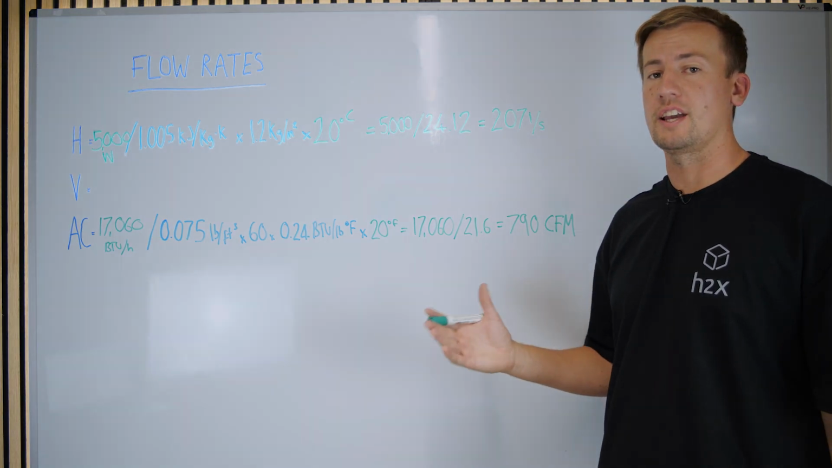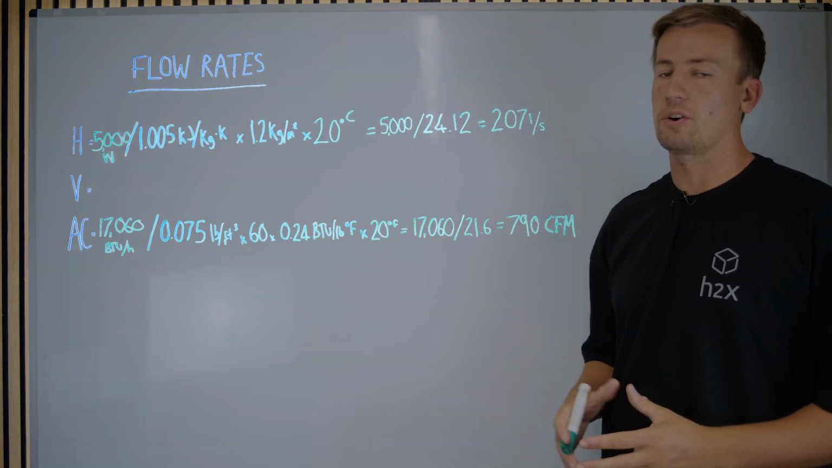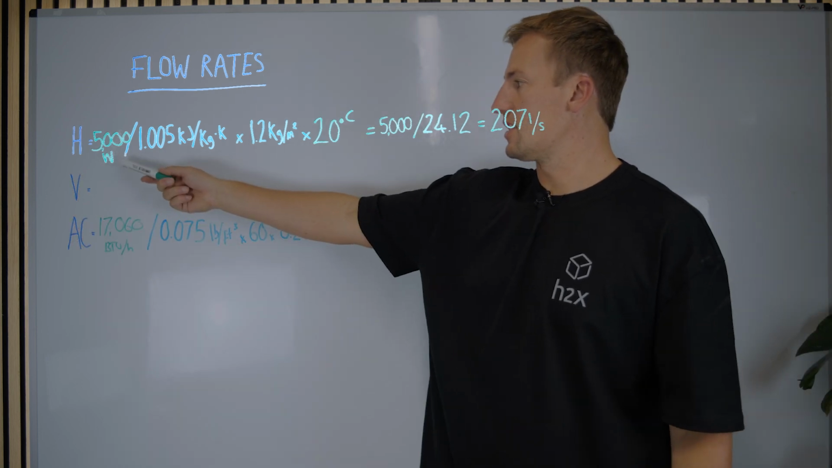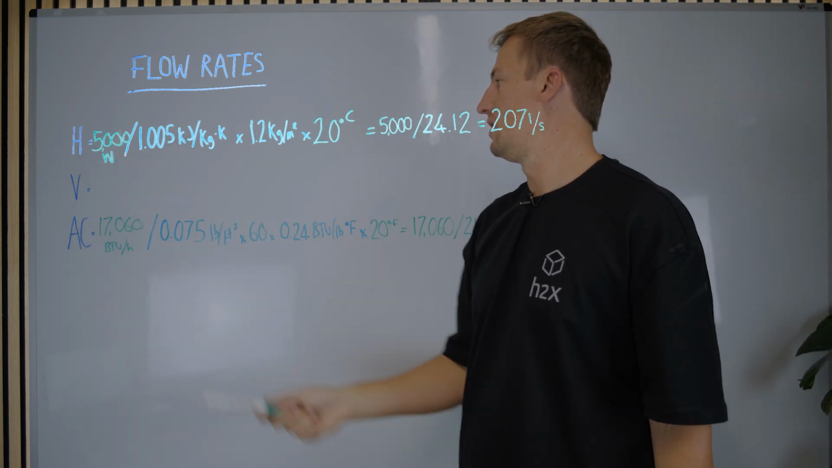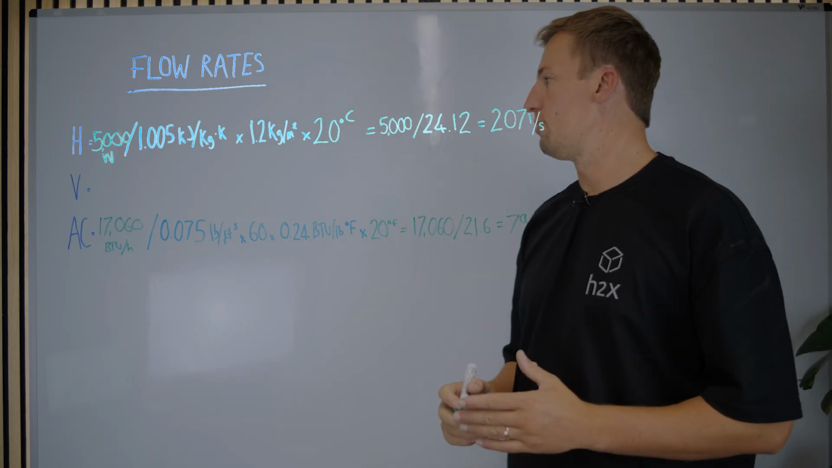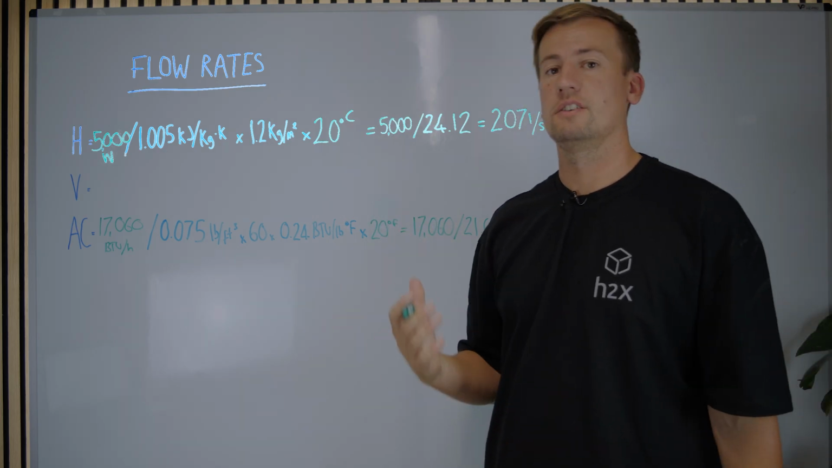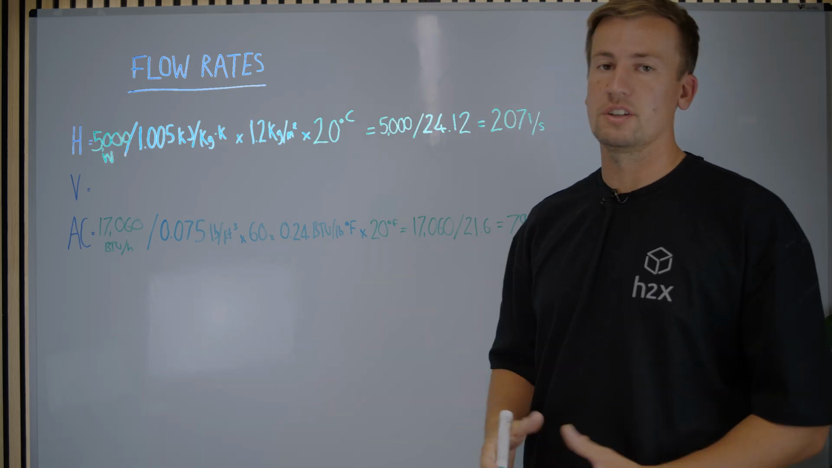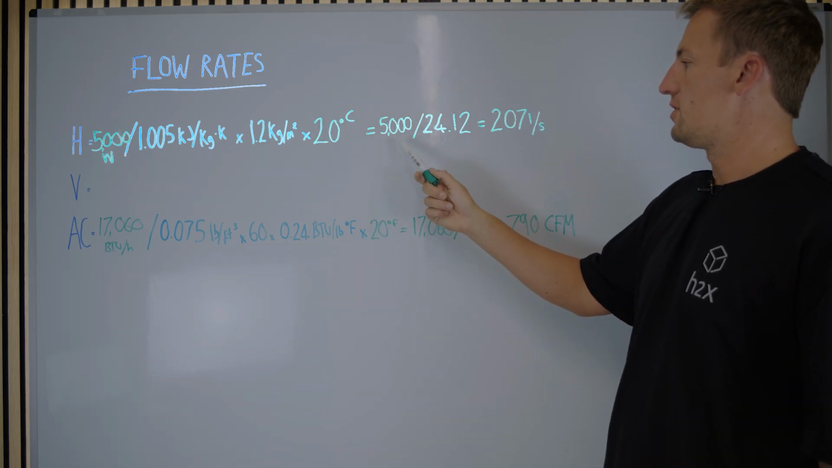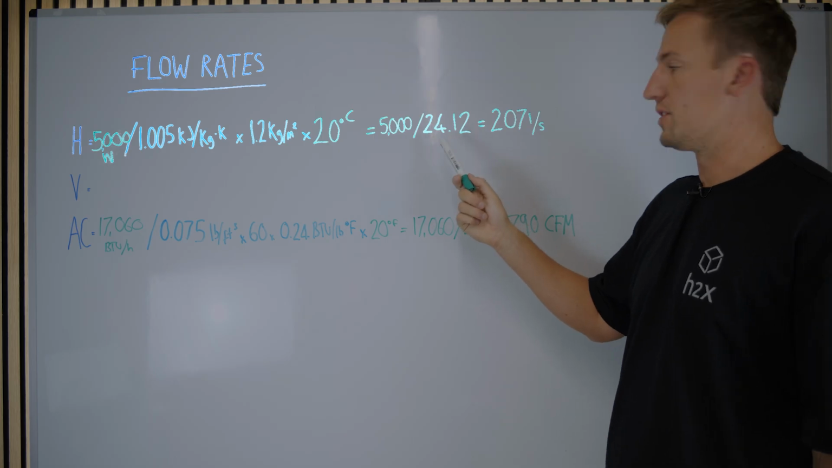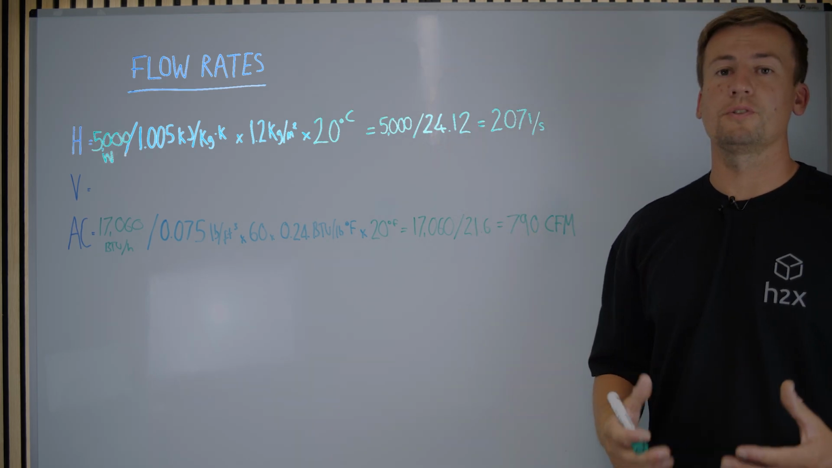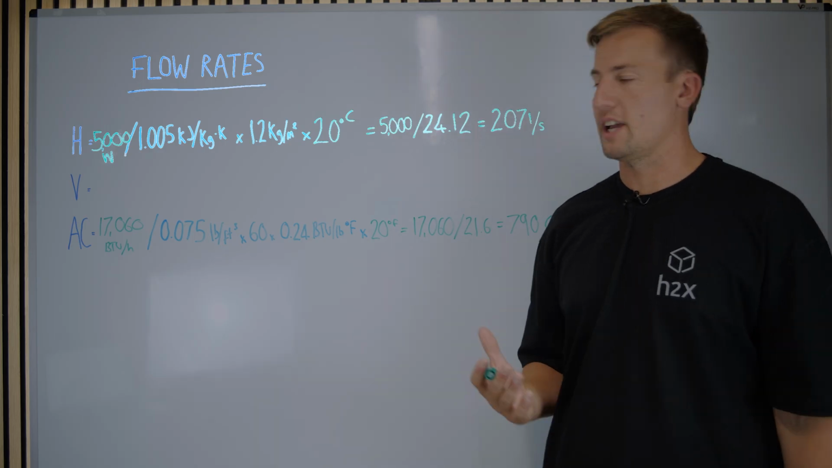So let's start going through the heating metric one, and then we'll go through the cooling imperial one. So I've replaced some of these variables. In this example, we've got 5,000 watts, and the delta T is 20 degrees C. So for example, we're providing 40 degree air, and the room temperature is 20 degrees. So if we simplify that, we have 5,000 divided by 24.12. That equals 207 litres per second, or 0.207 cubic meters per second.